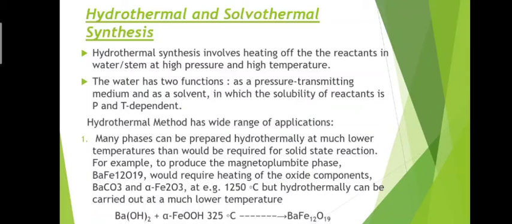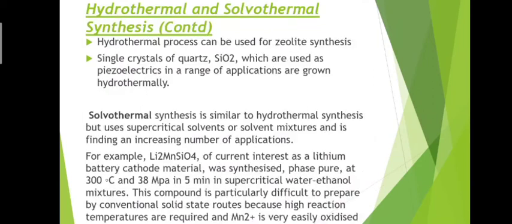For example, many phases can be prepared hydrothermally at much lower temperatures than would be required for solid state reaction. For example, to produce the magnetoplumbite phase would require heating of the oxide components BaCO3 and alpha Fe2O3 at, for example, 1150 degrees centigrade, but it can be prepared hydrothermally at a much lower temperature. Another is that the hydrothermal process can be used for zeolite synthesis. It can also be used for the synthesis of single crystals of quartz, SiO2.